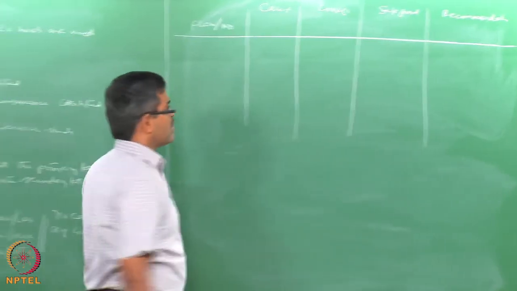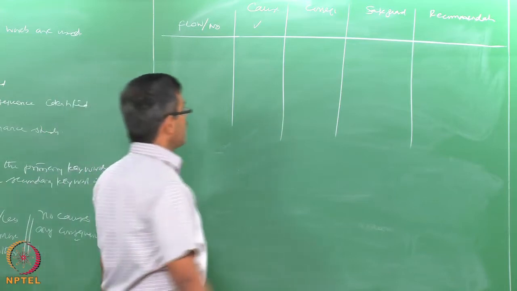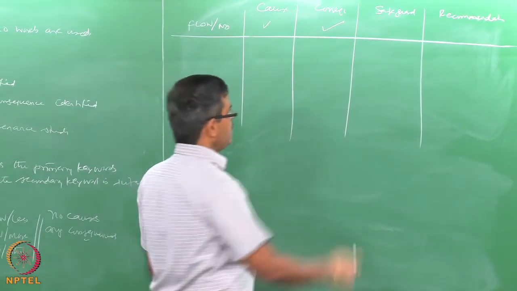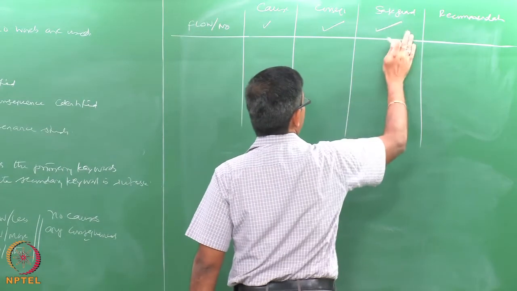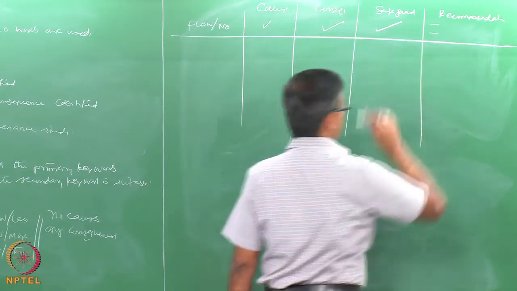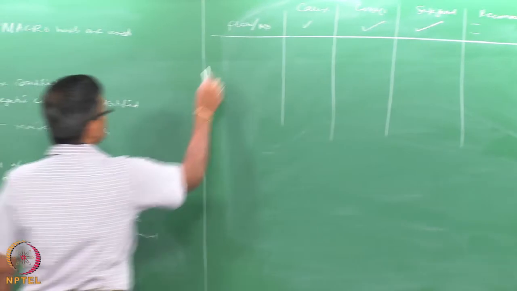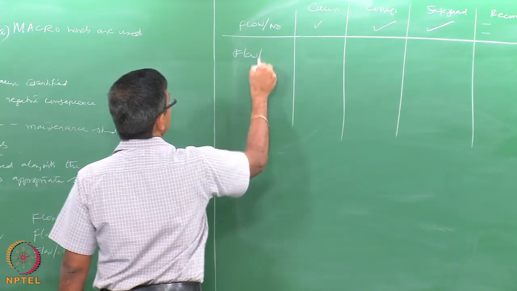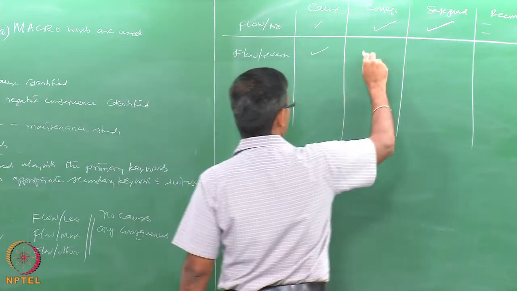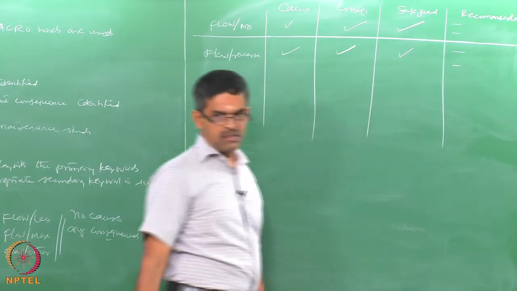I am able to identify the cause, write some sentences. I can identify the consequences because of this cause. I am able to identify the safeguards present in the system which can take care of the consequences. Therefore, I may recommend, or may not recommend, that is fine. Similarly, flow reverse: because they have meaningful cause and significant consequences, I can identify safeguards and I can give recommendations.